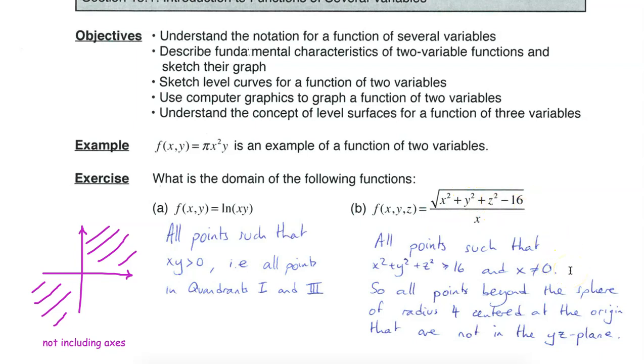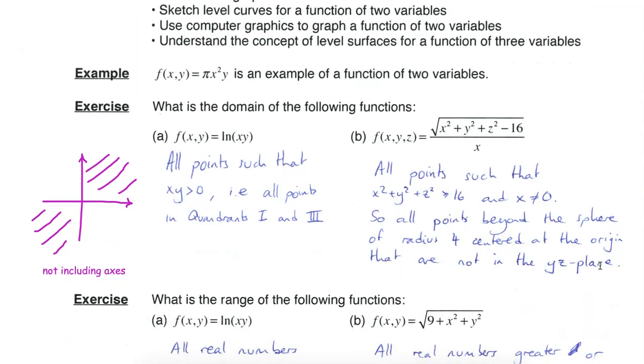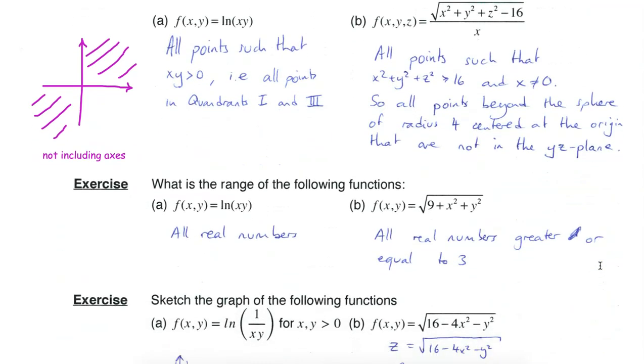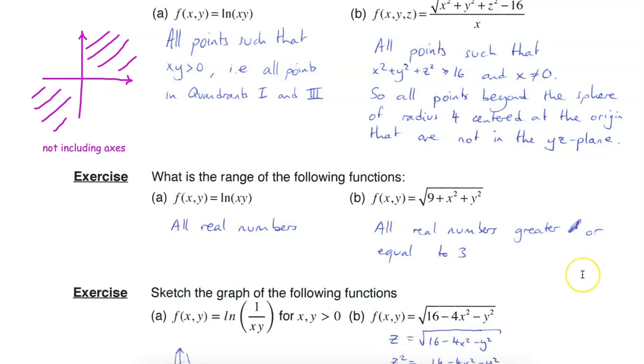If you try to visualize that domain, so now we're looking at all the points in space that yield an output, it's going to be all the points that are beyond the sphere that has radius 4, centered at the origin, but also none of the points that are in the YZ plane. So not so easy to visualize, but an interesting thing to think of.